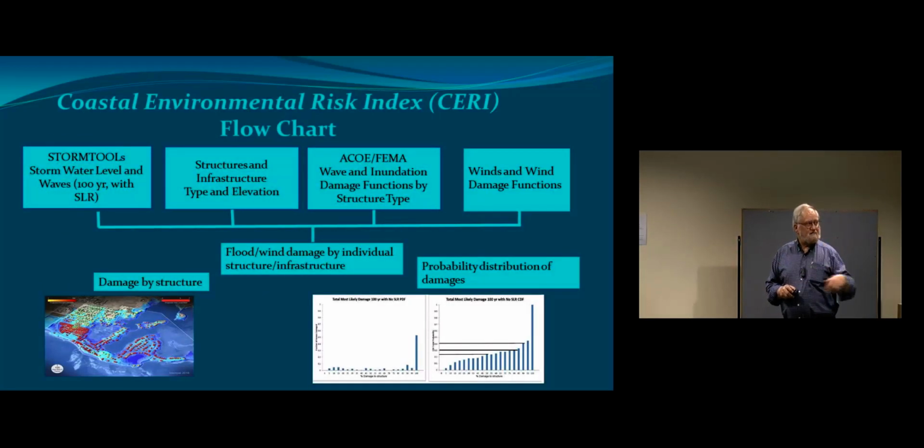So here's the underlying functional form of the index. Water levels and waves on the left, the structures and infrastructure in the center, wave and inundation damage curves, and recently we put on winds and wind damage curves. The output of that is the damage, either flood or wind, by individual structure. So this isn't this neighborhood or this structure type, it's that house, that hospital, that building. So that brings the focus home, right?